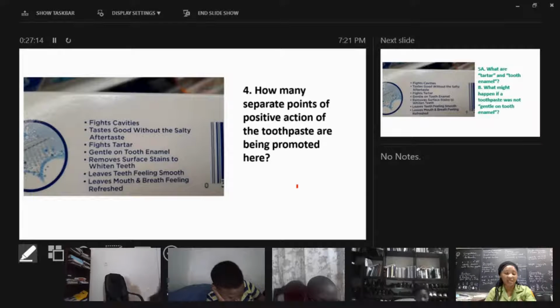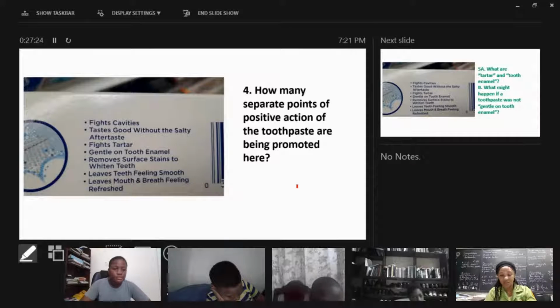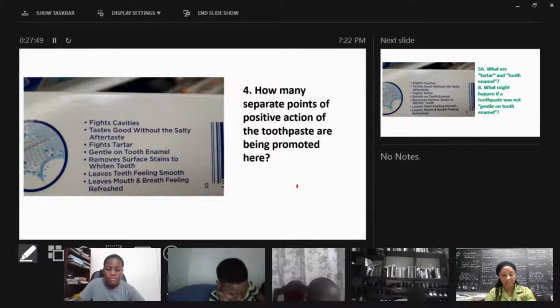So clearly the toothpaste company knows that some people feel this way. And so they're saying our toothpaste tastes good and it doesn't leave a salty aftertaste in your mouth. So that's a positive point. So basically, all these points I would classify as a positive selling point. The company is listing the different qualities that this toothpaste brings. So the question is how many points?